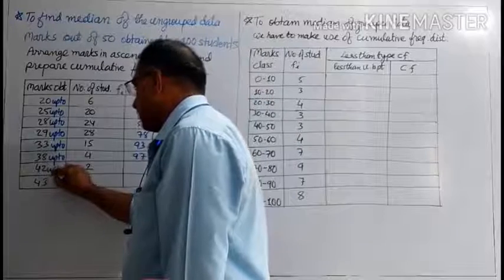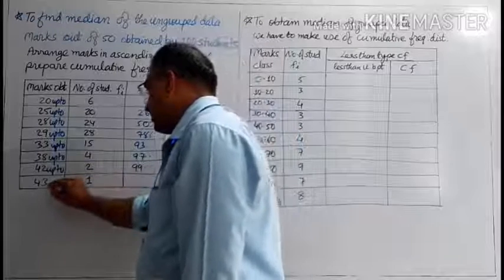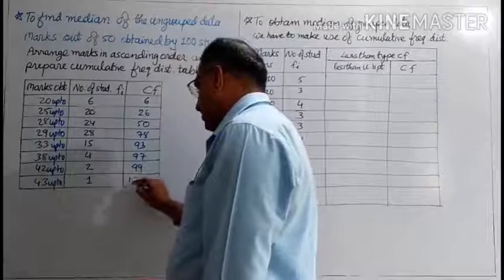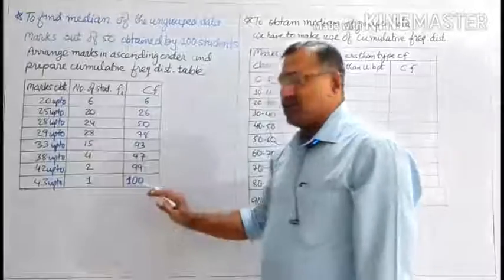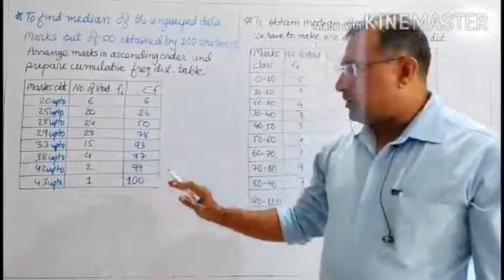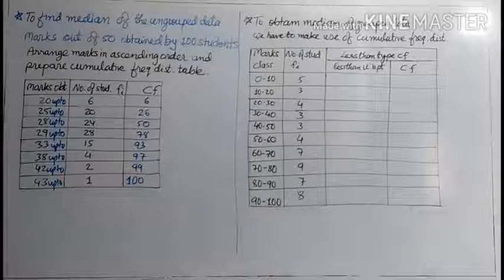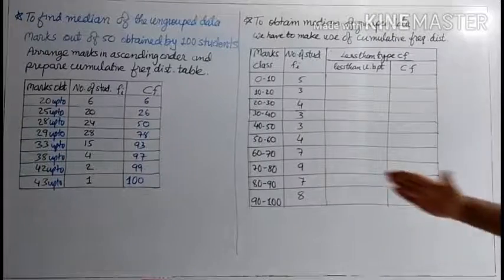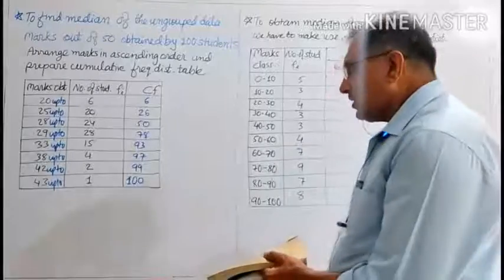Then up to 42 marks, 2 more students, 99, and then up to 43, highest 43, so up to 43, all the 100. So total number of students will come at last, because all the students have scored either 43 marks or less than that. Nobody has scored more than 43 marks, and therefore total number of students here will get at last. Is it clear?